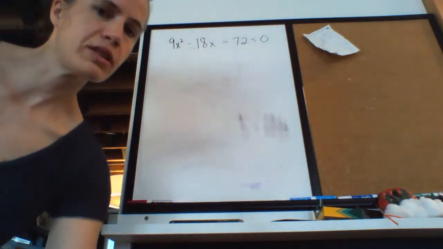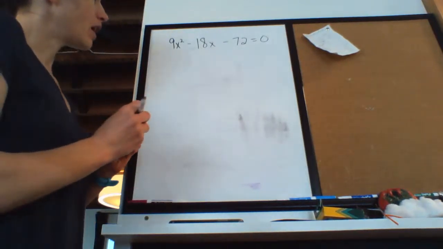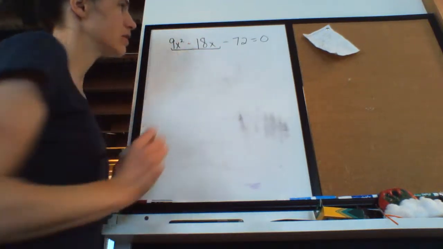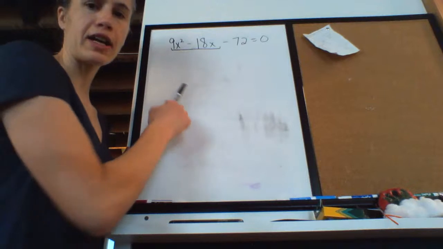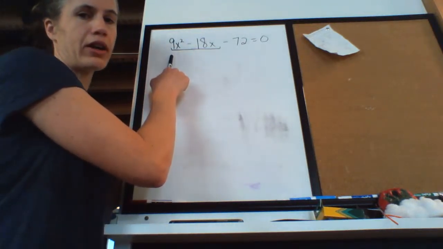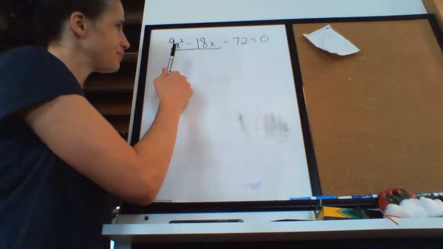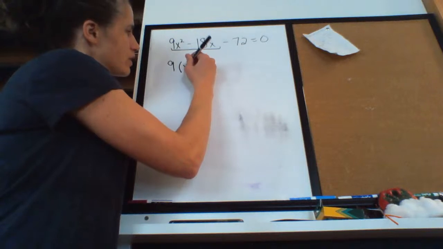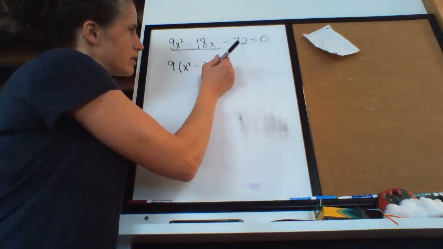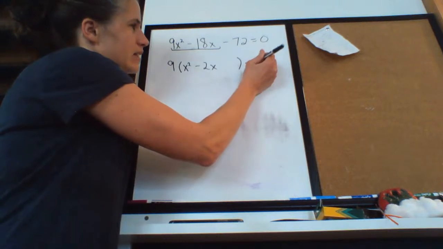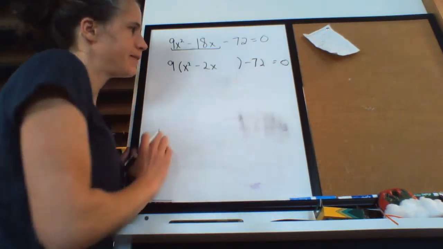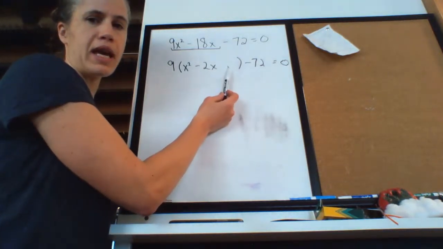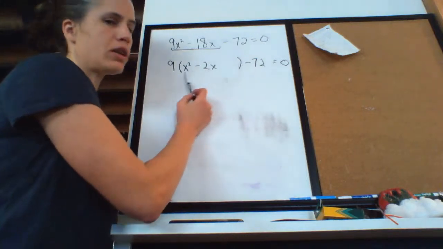To solve this by completing the square, since there's a number in front here, we're paying attention to these two terms to start. I always factor out the a in front of the x squared as my very first step. So I'm going to factor that out, and I have 9 times (x squared minus 2x). That's my equation. Again, I want to complete the square. I need to figure out what I need to add in here to make this trinomial a perfect square.